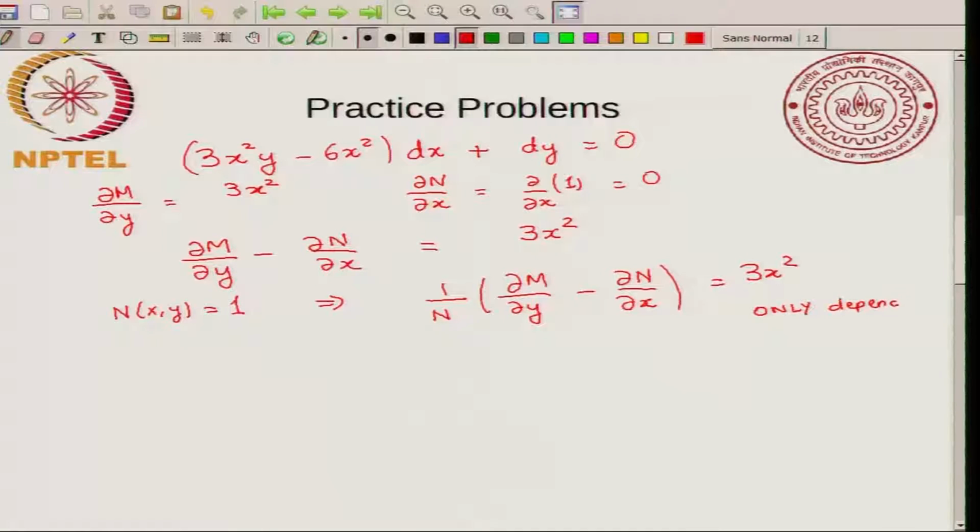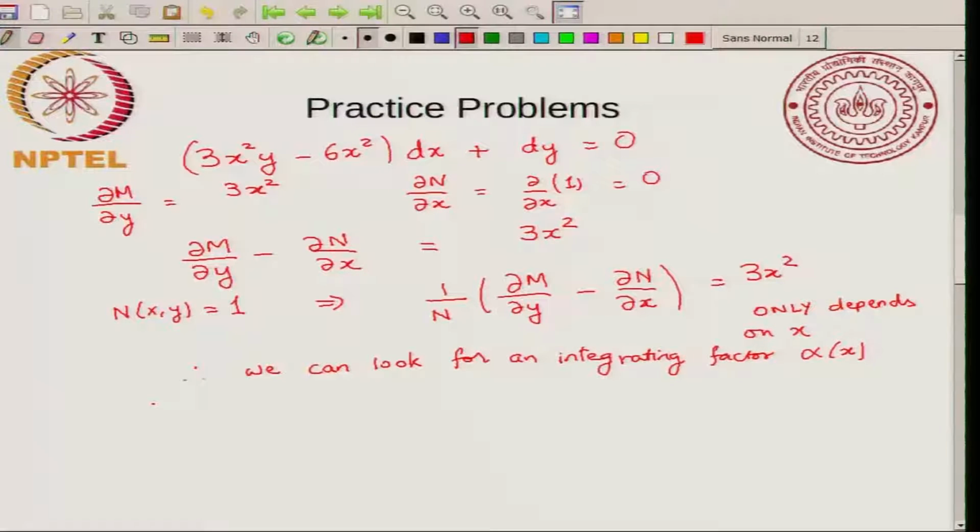It only depends on x. So, therefore, we can look for an integrating factor alpha of x, alpha that depends only on x. So, we go ahead and put in this integrating factor.